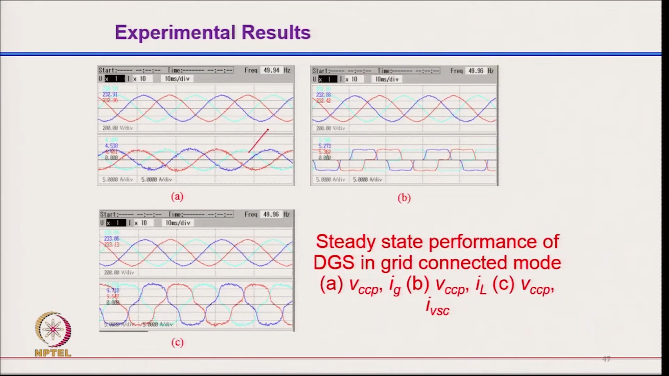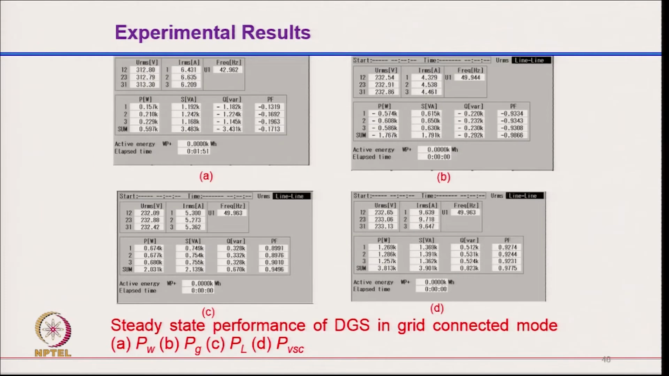So you have the grid current, the load current, and the grid side converter current. The grid current and grid voltage are sinusoidal, and power quality is improved. You are also able to improve the power quality of the locally connected load, and these are the typical harmonic analyses corresponding to this case.